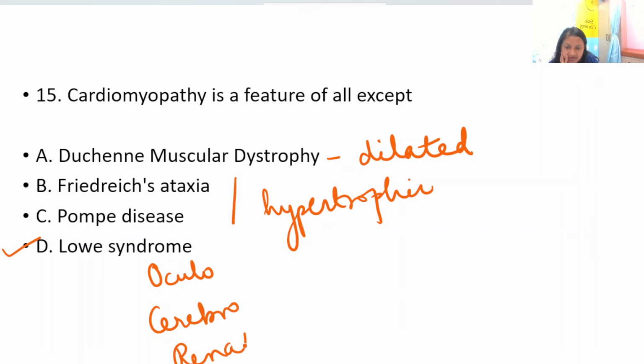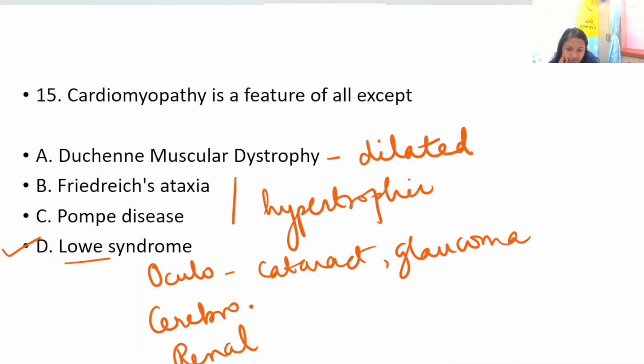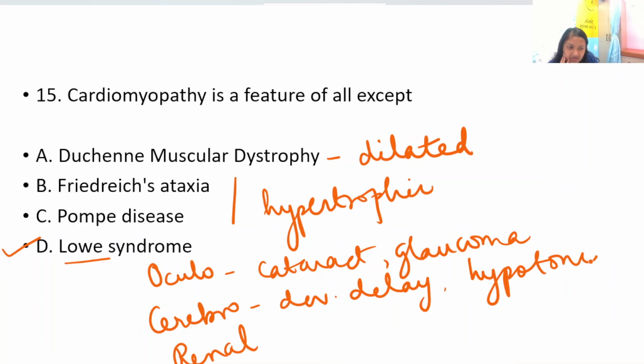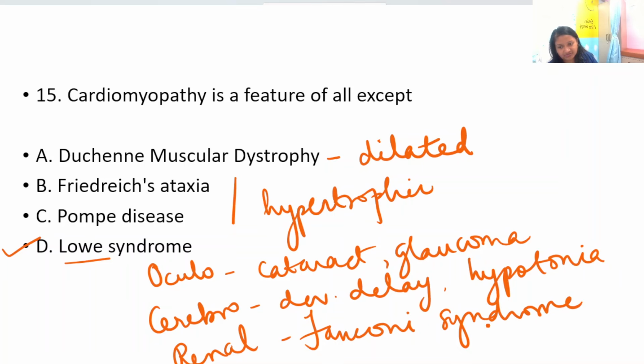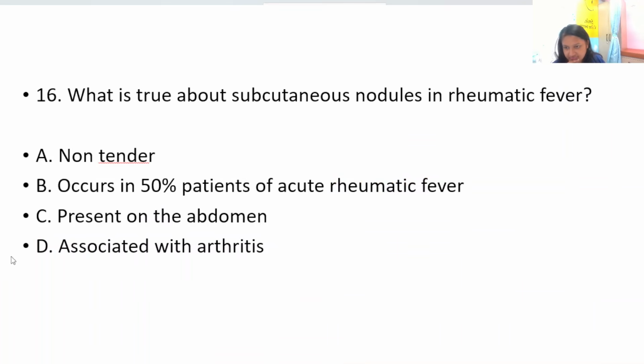oculocerebrorenal syndrome, right? Oculocerebrorenal syndrome. This is Lowe syndrome. So oculo, what all is there? There is cataract and there is glaucoma. Cerebro, what are the brain involvements? They may present with developmental delay, they may present with hypotonia, right? Renal, they present with Fanconi syndrome. So cardiomyopathy is not a typical feature of Lowe syndrome, whereas it is a feature in all the other three.